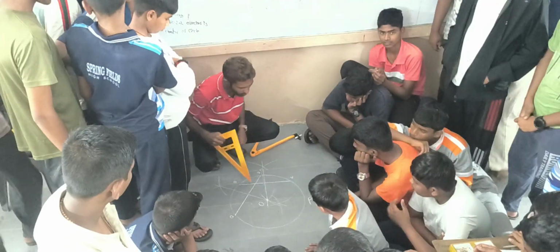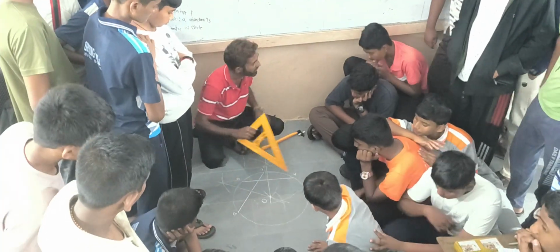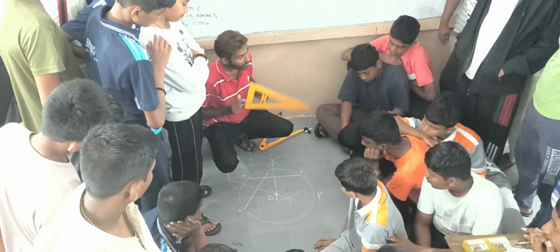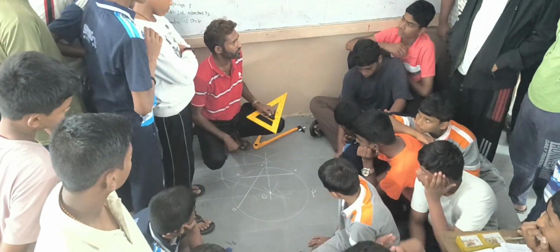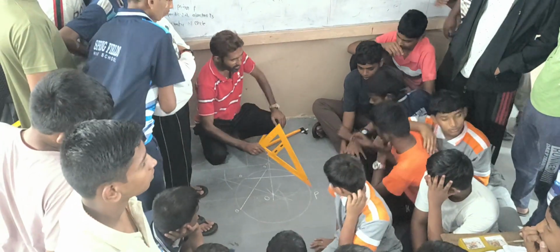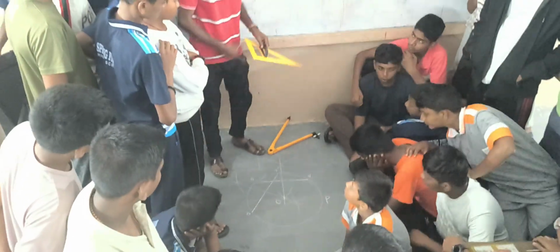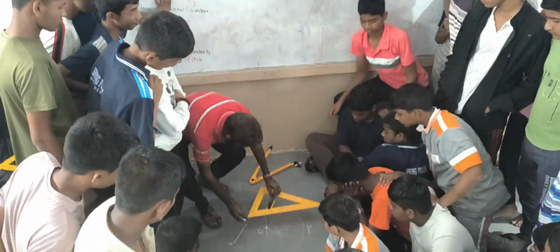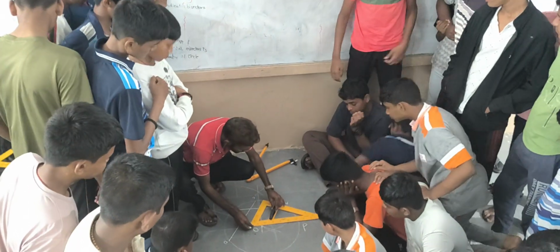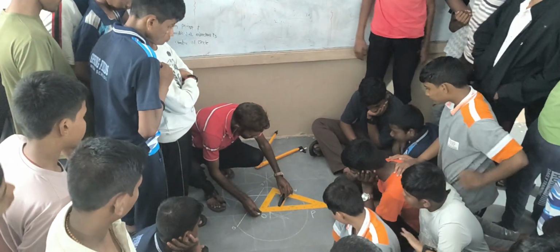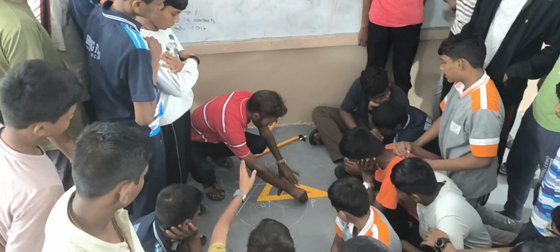So next what to do? We need to join O and P, right? Yes. Okay, now our actual task has started. What is our actual task? We need to construct the tangent at P. Okay, so to do that, what we need to do? First, we need to join O and P. So I am going to join this O and P because I know the center. So I can join this O and P.